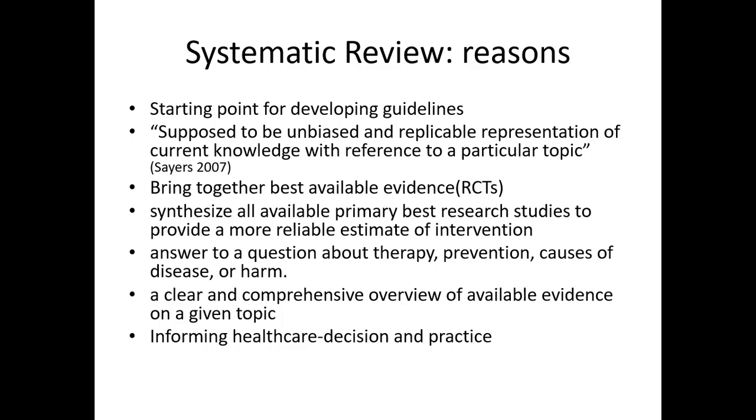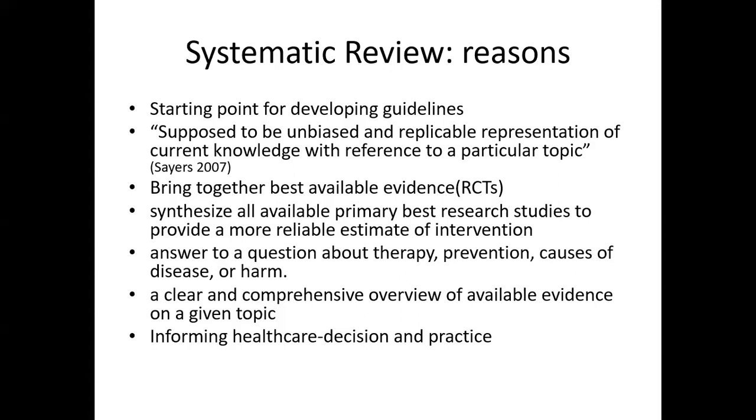Because systematic reviews are supposed to be unbiased, and replicable. Remember I told you about the methods that should be applied? Those methods will make sure that the review becomes replicable, so that whenever anyone wants to replicate the same thing that was done, it is possible. So the systematic review is supposed to be an unbiased and replicable representation of current knowledge with reference to a particular topic.